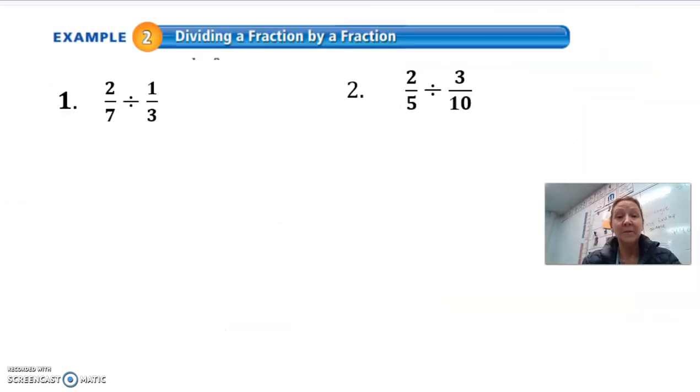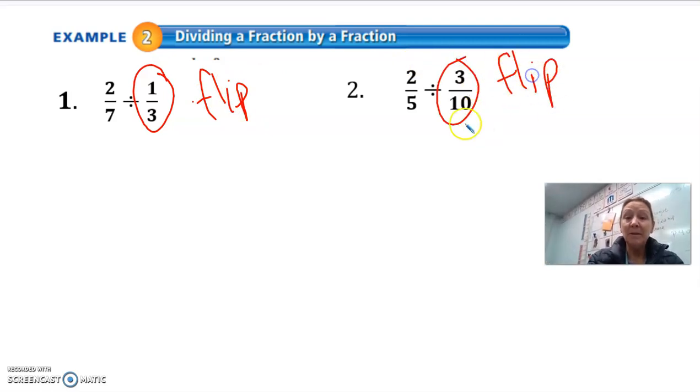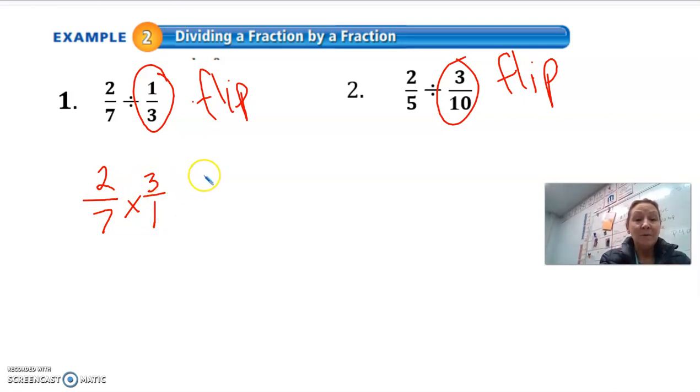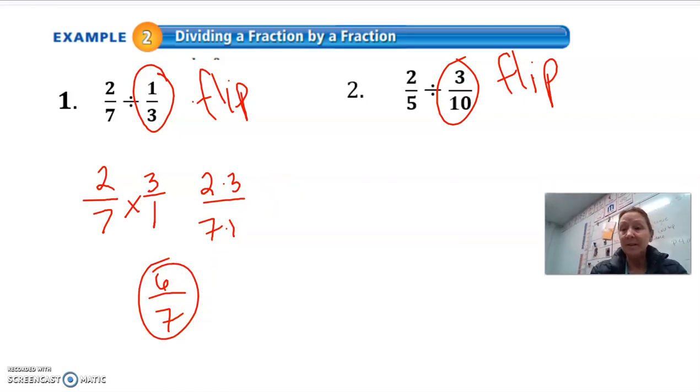Okay, let's do a couple examples. I'm going to train my brain. I'm going to circle this and I'm going to write flip. That's the one I flipped. Remember, we multiplied by the denominator and divided by the numerator. So I'm just going to flip it. 2/7 times, oops, I almost made that mistake. I didn't flip it. 3/1. When I multiply across, I get 2 times 3 over 7 times 1, and that equals 6/7. Easy, right?